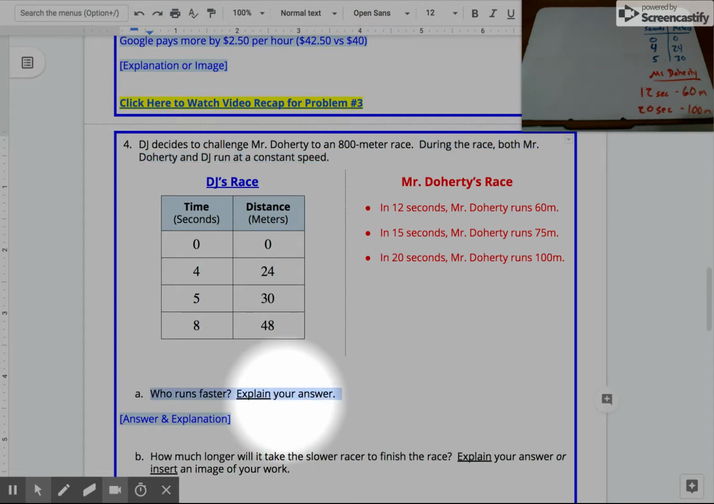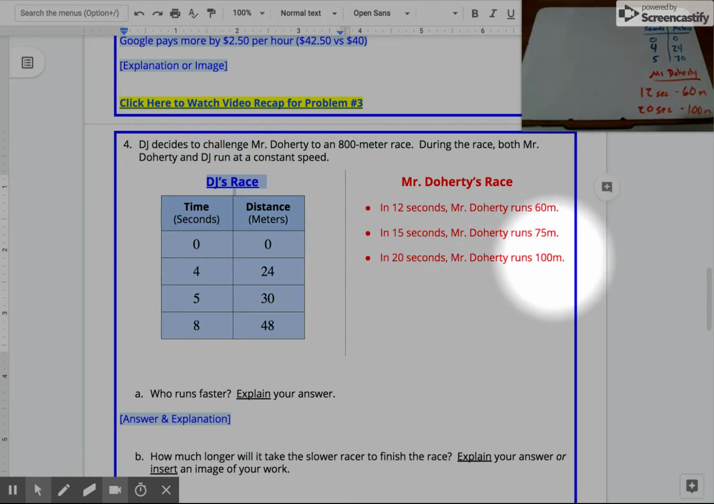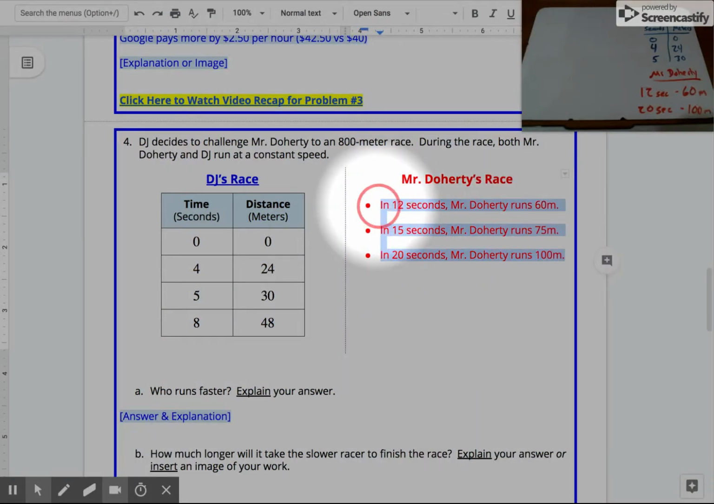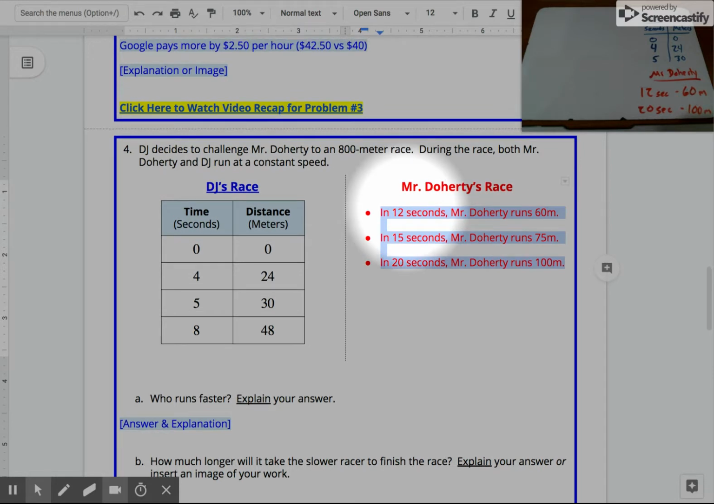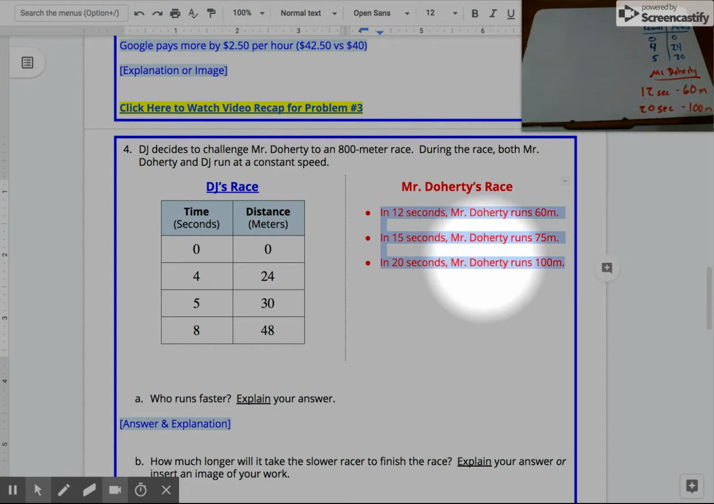Part A, what we're going to focus on first, asks who runs faster. You're asked to explain your answer. To figure that out, DJ's data is in a table, and I've copied some of the data points for the table here on the whiteboard. Then we have written statements for Mr. Doherty's race. So 12 seconds, 60 meters, 15 seconds, 75 meters, so forth. We copied a couple of those data points here.